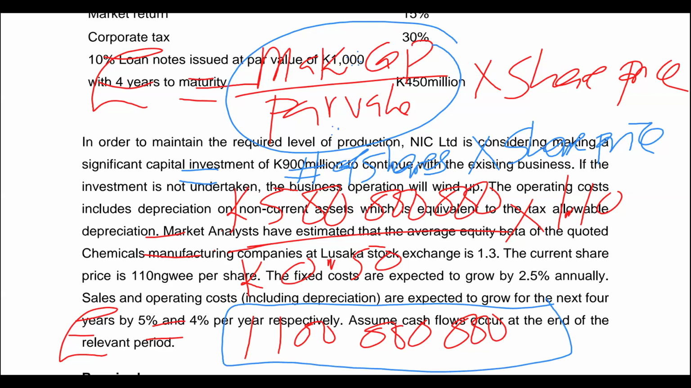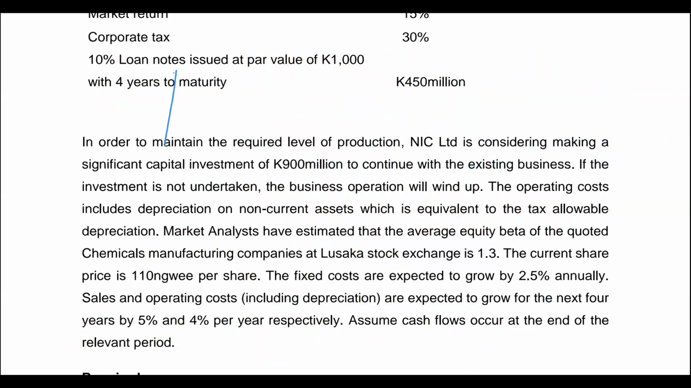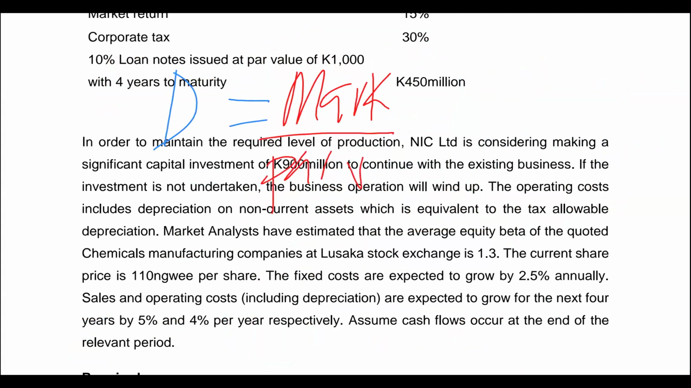Okay, so you can erase. Similarly, for debt, debt is found in a similar manner. It is the market value of debt: market capitalization of debt divided by the par value of debt times the price of debt. So in this case, what is the market capitalization, which is the total amount you have raised from debt? From the issue of the loans, you have raised how much? 450 million.